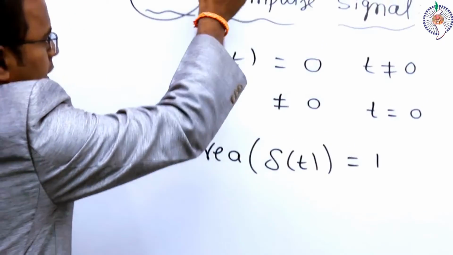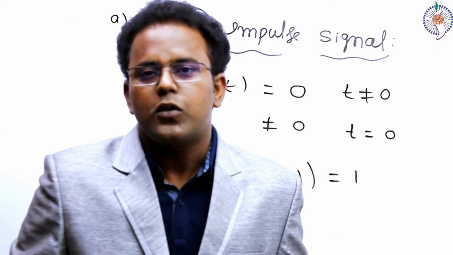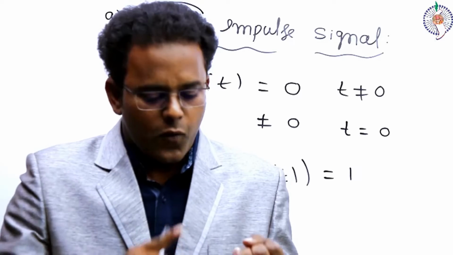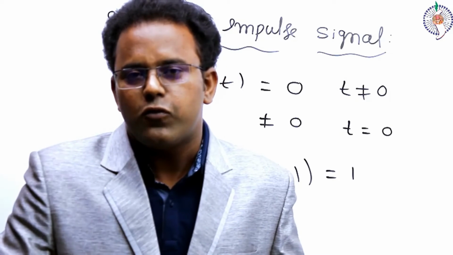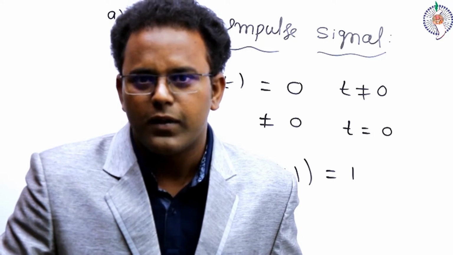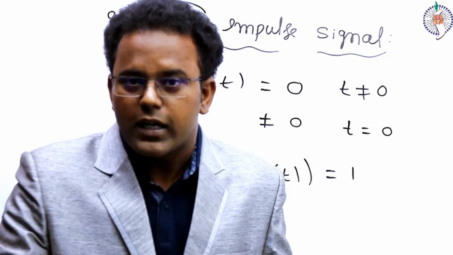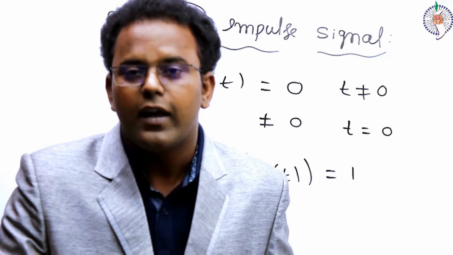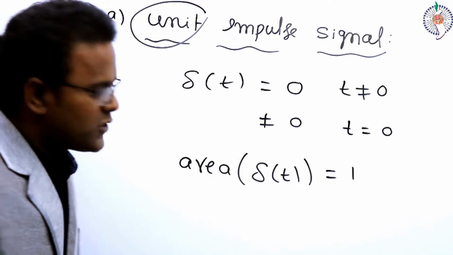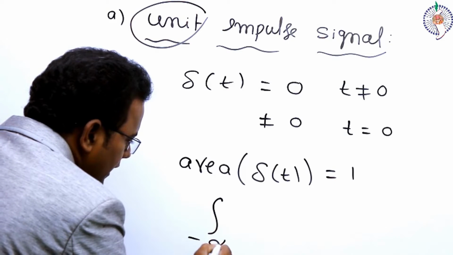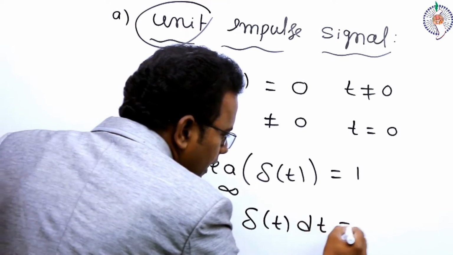Why? Because I wrote unit impulse. There are two operations: one is differentiation, another is integration. We use differentiation for calculating the slope of the signals, and we use integration for calculating the area of the signal. So here I am calling it the area of the impulse. Area means integral. So the integral from minus infinity to plus infinity of delta of t dt equals 1.